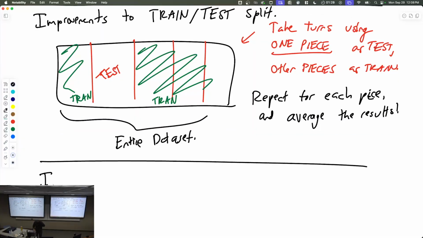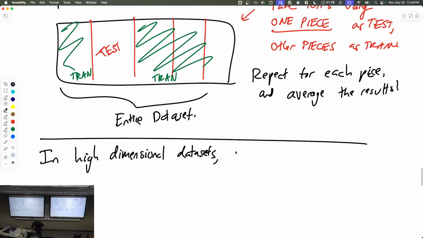In high dimensional data sets, use best subset selection. Or maybe I'll get rid of the word best. The reason I'll get rid of the word best is there's too many possible subsets to check all of them. And so you should not expect to be able to find the best possible subset. That would be too computationally hard because there are exponentially many possible subsets.